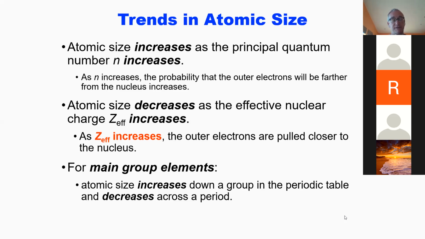But then as we go across, we're adding more electrons, yes, but they're not getting any further away. And at the same time, we're increasing the size of the nucleus. We're adding more positive charge, and that's pulling on those electrons, pulling them closer and closer. So actually the atomic size goes down as the atom adds more protons. So the atomic size increases as you go down, but then it decreases as you go across.